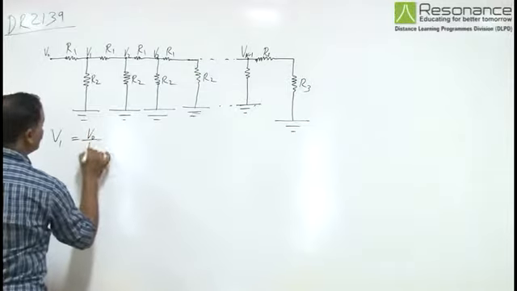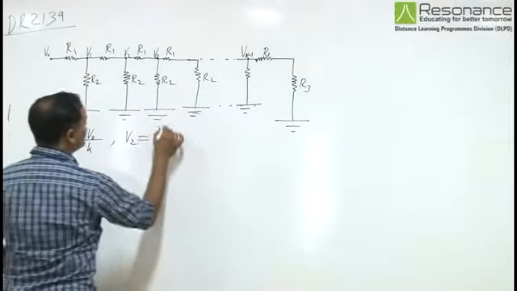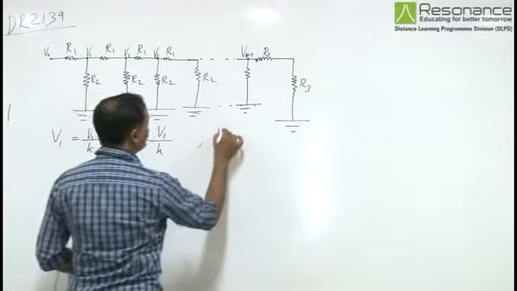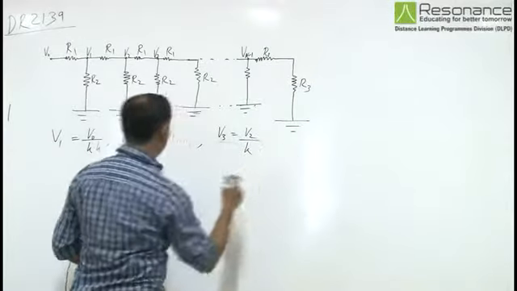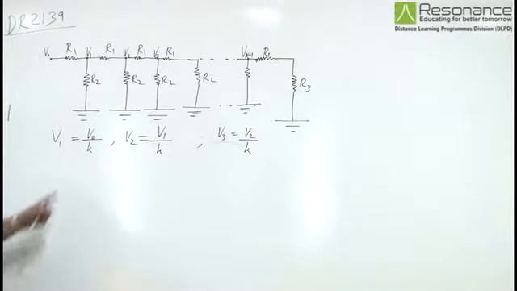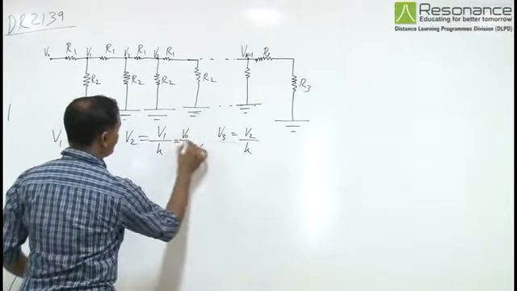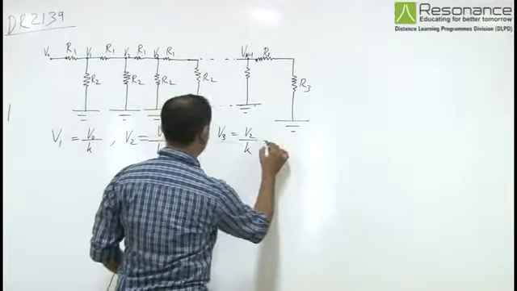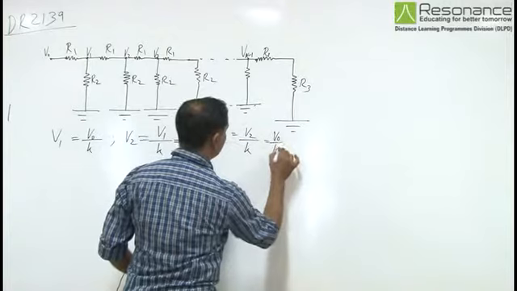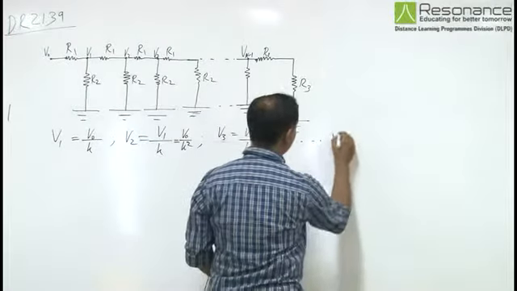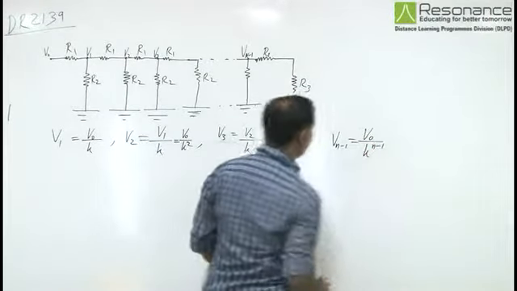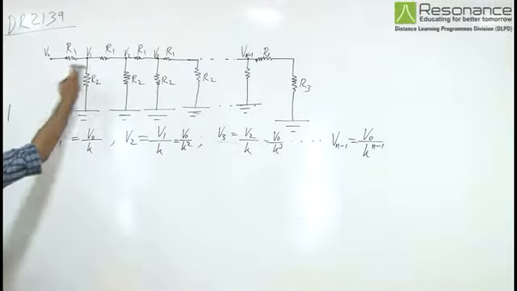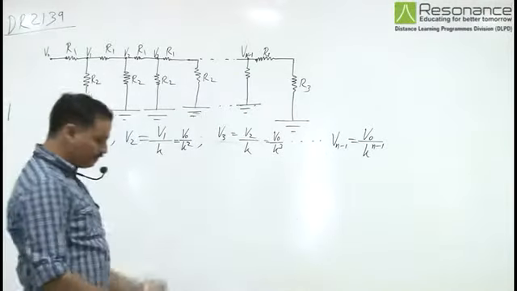V1 is V0 by k, V2 is equal to V1 by k, V3 is equal to V2 by k and so on. So if we write all these V in terms of V0, then it is V0 by k, V0 by k square, V0 by k cube. In this way we proceed, then Vn minus 1 is equal to V0 by k to the power n minus 1. These are the voltages at the shown points.